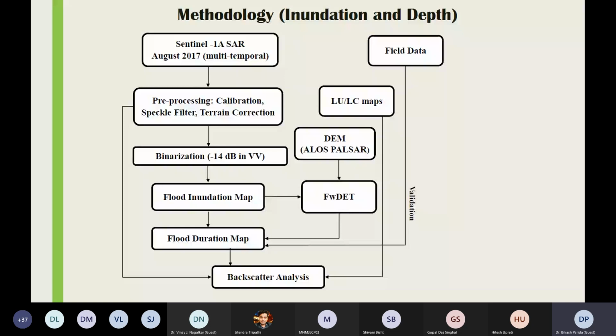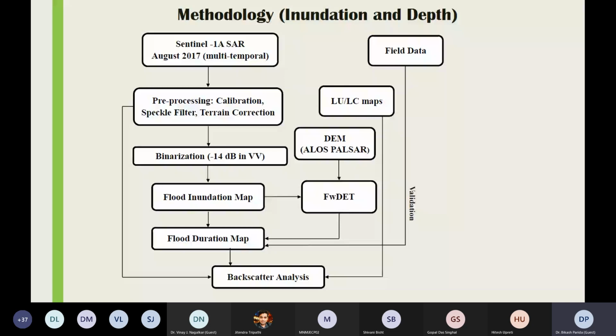And if you have that model, you simply put in two input parameters: one is an inundation map for a particular date, and then the DEM data. Okay, the higher the resolution of the DEM data, the better the accuracy of the depth output. Okay, and then you get the flood duration map and the flood depth map. All these things can be calculated, and backscatter analysis can also be done. So we have done some analysis. Let's see some of the results.